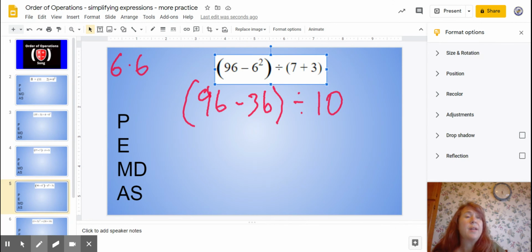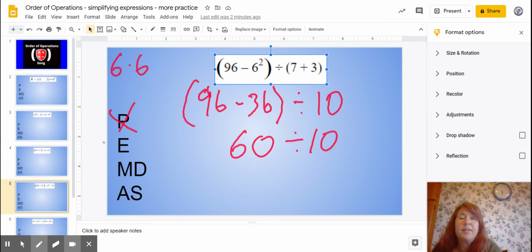I got to figure out what is 96. I'm going to use my calculator. Make sure I get the right numbers, minus 36. And that is 60. So I have 60. I'm going to divide it by 10. I'm now done with my parentheses.